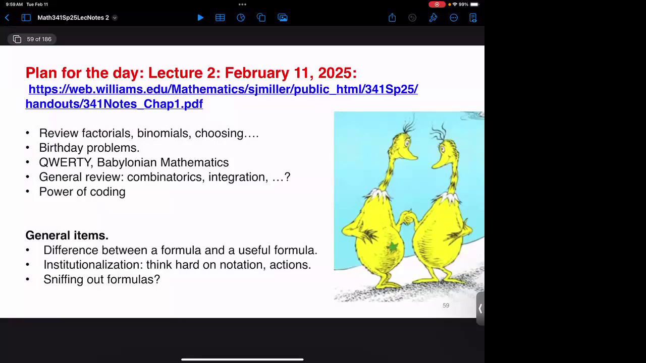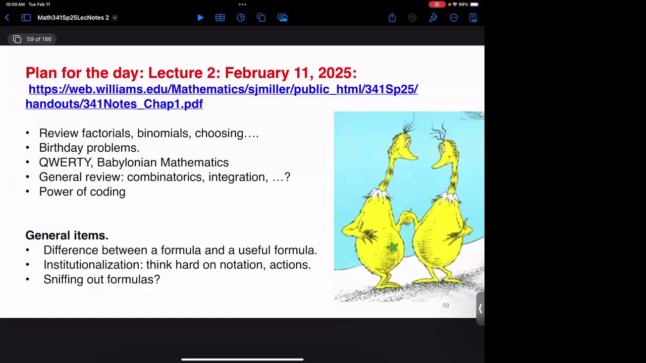Some general items for today: I want to try to emphasize the difference between a formula and a useful formula. A lot of times we can write down the answer to a problem, but it may not be an easy calculation to do. It may be hard to extract. Frequently, instead of doing the calculations, we simulate. Again, this goes back to the ability to code. You want to be able to write simple programs to do lots of trials. If you can do 1,000,000 trials, 1,000,000,000 trials, you often have a pretty good sense of what the answer is.